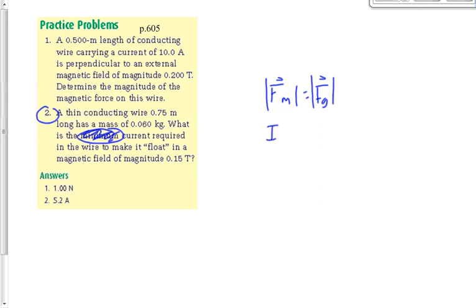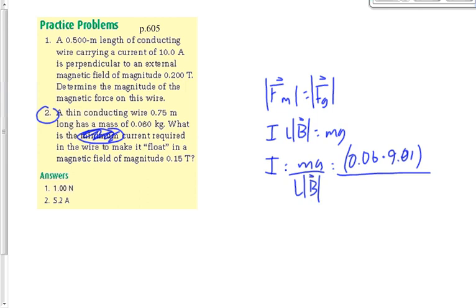We're going to say ILB is equal to m times g. We're going to solve for not the minimum current, but the current: mg over L times B. So it becomes 0.06 times 9.81 divided by 0.75 times 0.15. Make sure when you do the division here that you multiply the bottom inside brackets. And when you do that, we should end up getting 5.2 amps. Is that okay? Good there?